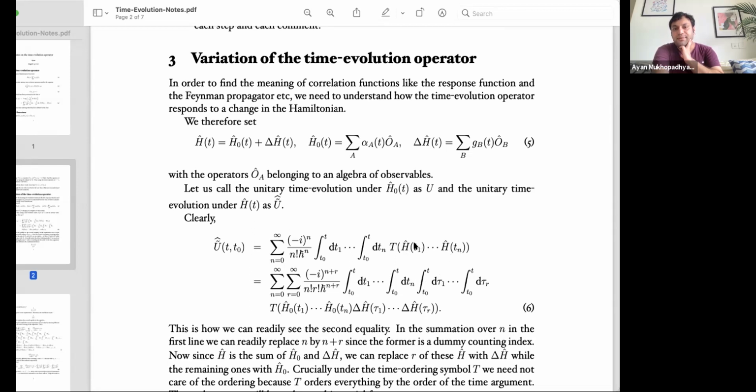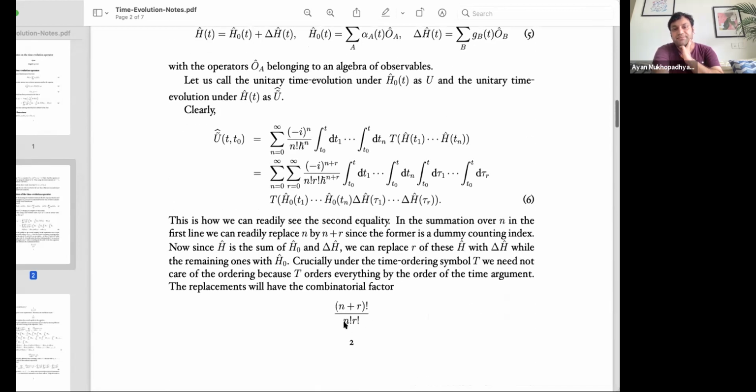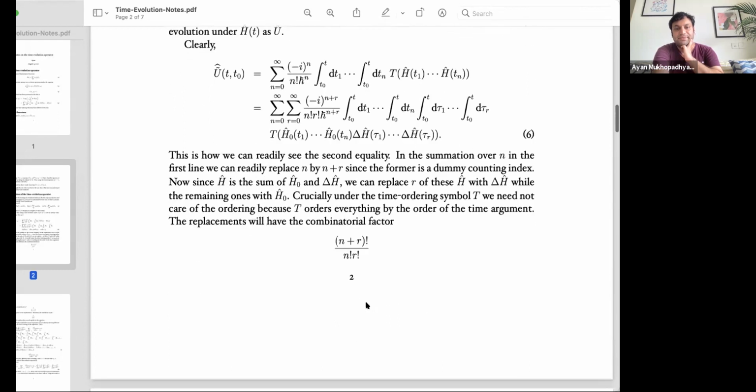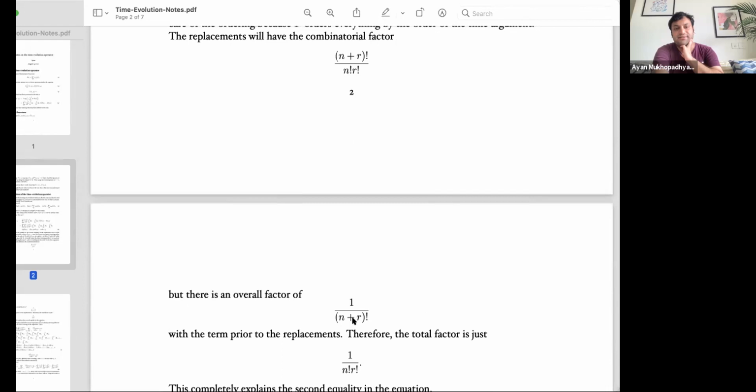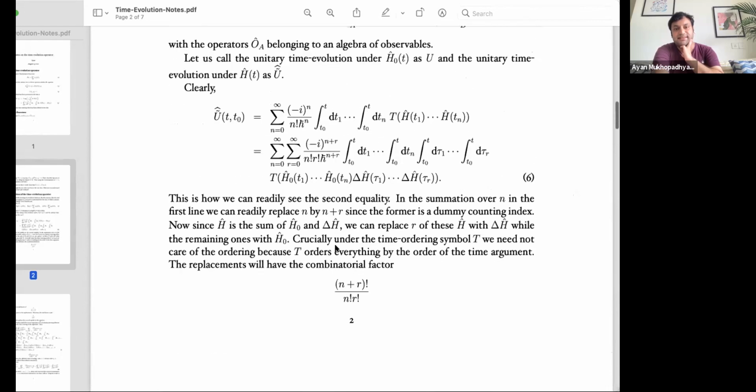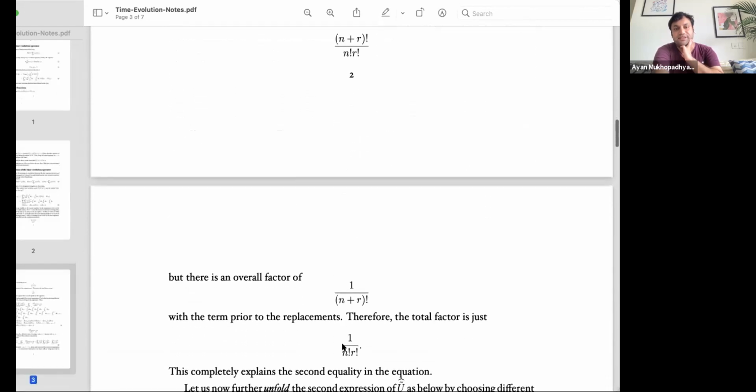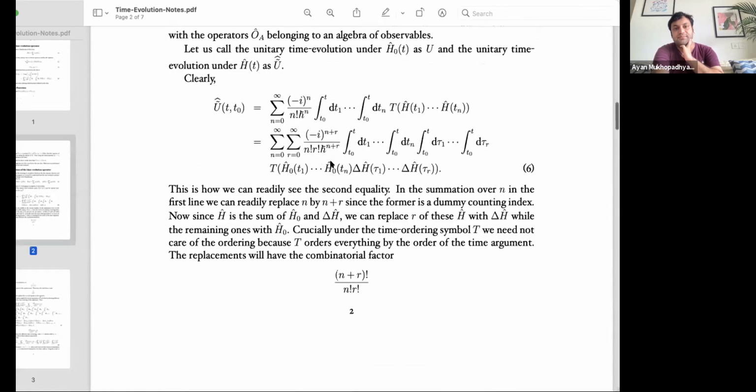So you open up H, and if you write this, you will get this factor n plus r factorial, and this will cancel with this n plus r factorial, because this is actually n plus r. That's what I said. The first step would be to rewrite this as n going to n plus r. And then you will get this overall factor of 1 over (n plus r) factorial here times this. So it becomes the same factor here, and this gives you this part.